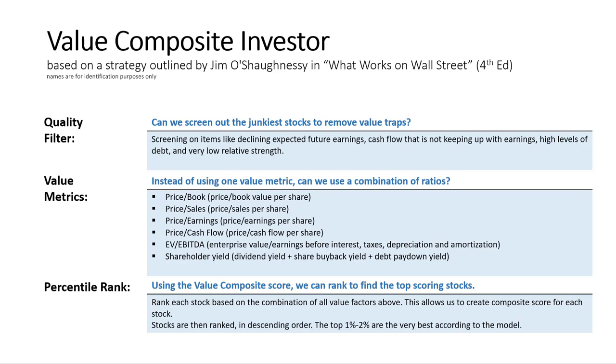The top 1 to 2% of stocks are the very best according to the model. The value composite model run on Validea provides investors with a quantitative way to capture the value premium in a relatively concentrated group of stocks using a series of value factors.